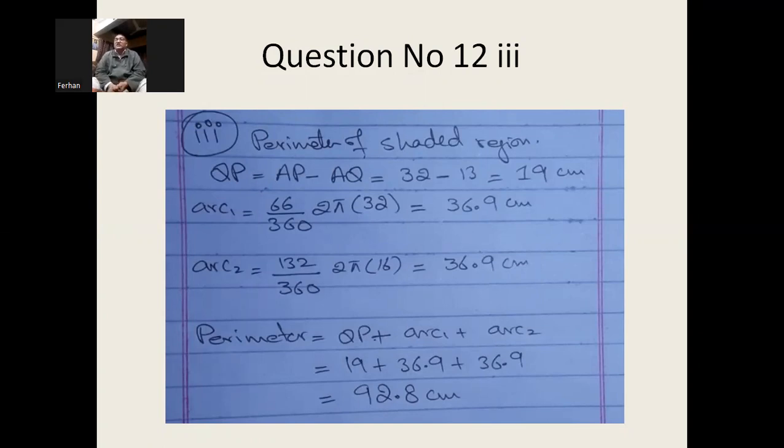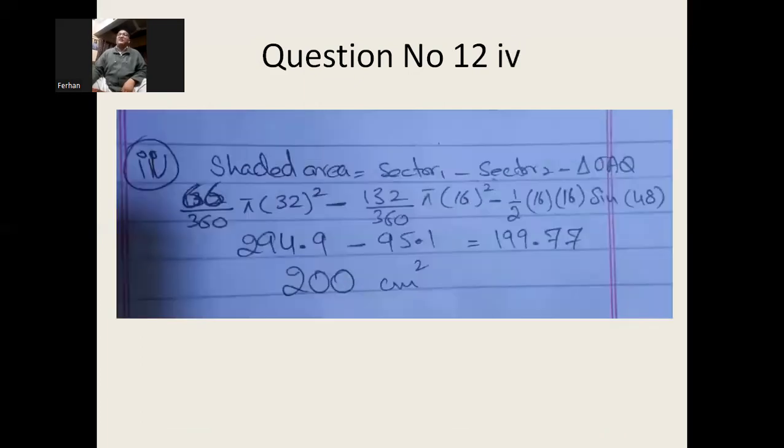For arc number 2, we have to find the length of arc number 2, and the angle subtended at the center by that second arc is 132, and the radius is 16. So the formula for arc number 2 will be 132 divided by 360 multiplied by 2 multiplied by pi multiplied by the radius, that's 16. That will give you 36.9 centimeter. The perimeter will be the QP straight line plus arc 1 plus arc 2. So it will be 19 plus 36.9 plus 36.9, and that will be 92.8 centimeter. So this is how you will find the perimeter of that shaded region.